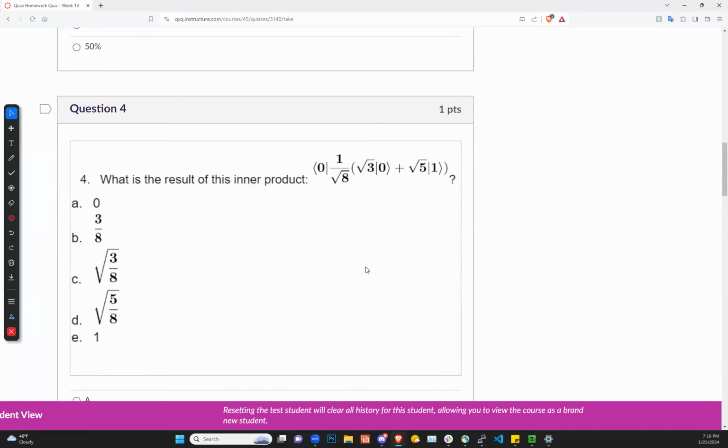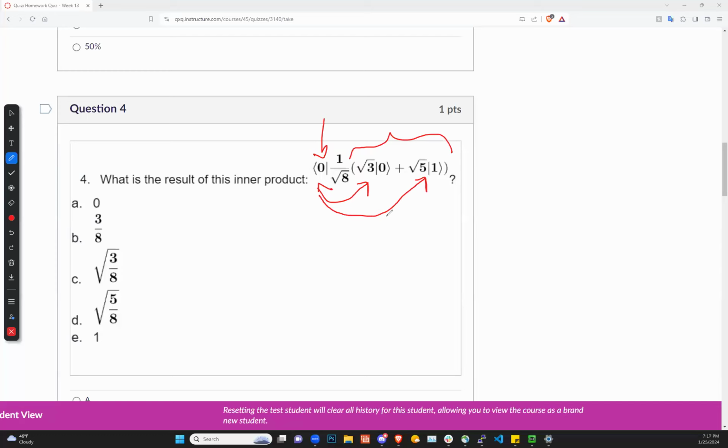So we have a 0. This is called a bra. This 0 here, it's kind of like a backwards ket. And we have 1 over the square root of 8 times this whole mess here. The cool thing about this inner product is it follows all of the nice rules that a polynomial follows, for example. So, for example, this is distributive. It's like I'm applying it here and then I'm applying it here.